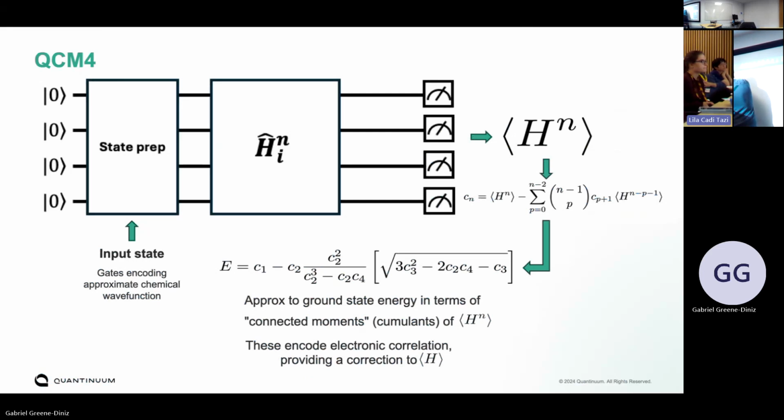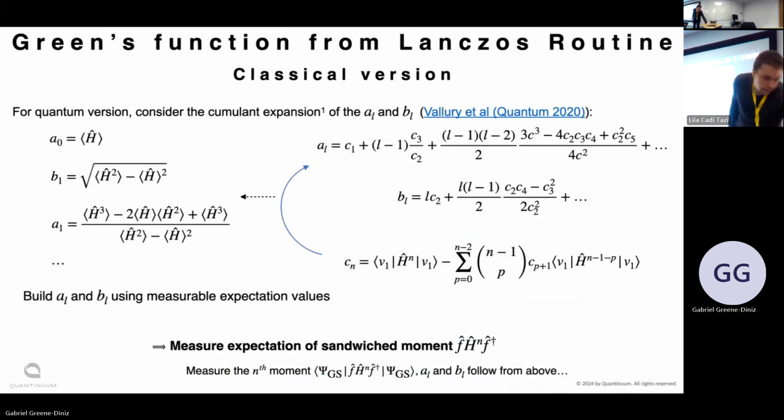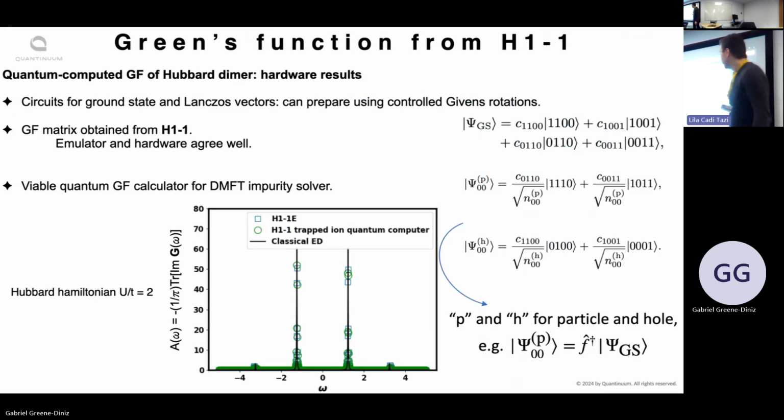Now if to that we apply the moments and we measure those moments, this expectation value is then the expectation value of this operator in turn. From those expectation values, we build up our cumulants and our Lanczos coefficients. And that gives us a Green's function. And that Green's function we measured on the actual H1-1 trapped ion device.